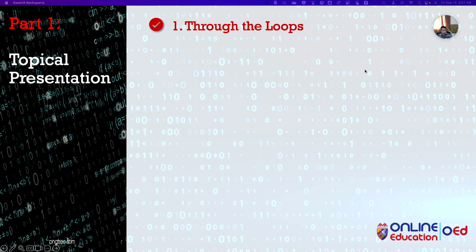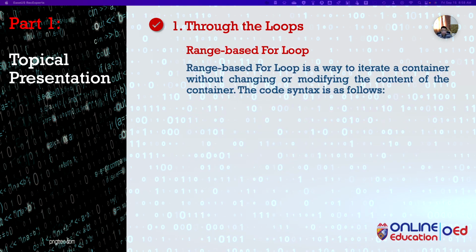Since 2011, the creators of C++ sought to modernize C++ by including, among other changes, the functional programming paradigm. One of the first changes is the introduction of the range-based for loop. A range-based for loop is a way to iterate over a container without modifying the content of the container.